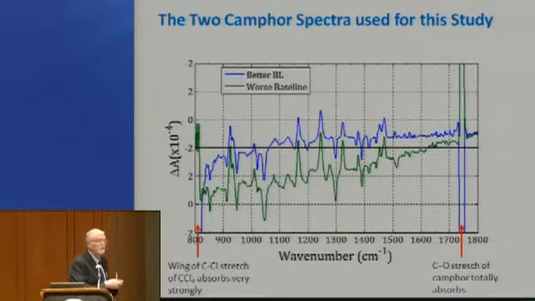One is the carbonyl band, and the carbonyl band is totally absorbing in this case. This is a 100 micron cell with about 10% of camphor in there. So that's about 10 microns of camphor, and that's enough to pretty much saturate the carbonyl absorption. And you can see in one spectrum this is a sharp artifact going up, and the other one is going down. So it's clearly artifactual.